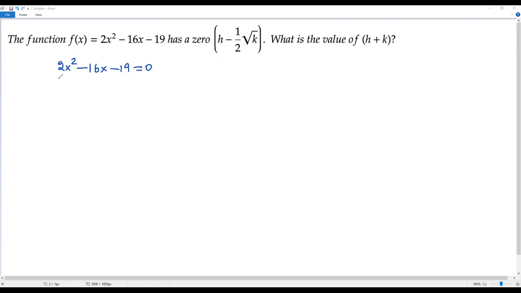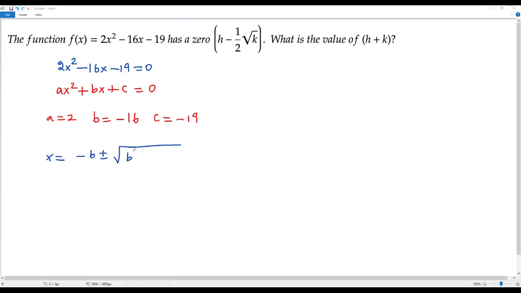So I can use the quadratic formula to solve this quadratic equation and get the zeros in this form. To use the quadratic formula, I compare this equation with ax squared plus bx plus c equals 0. Doing that, I get a equals 2, b equals negative 16, and c equals negative 19. Now let me use the quadratic formula: x equals negative b plus or minus the square root of b squared minus 4ac, over 2a.